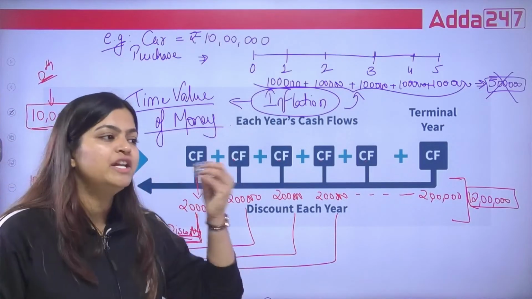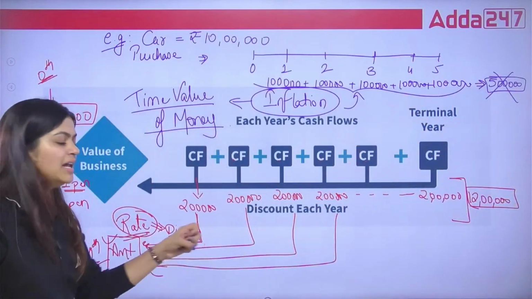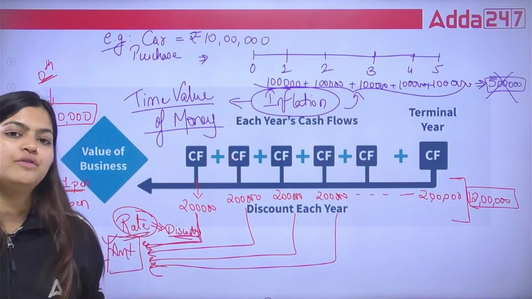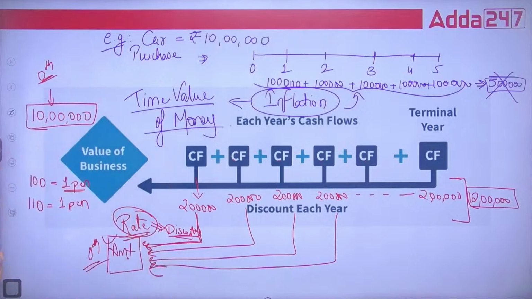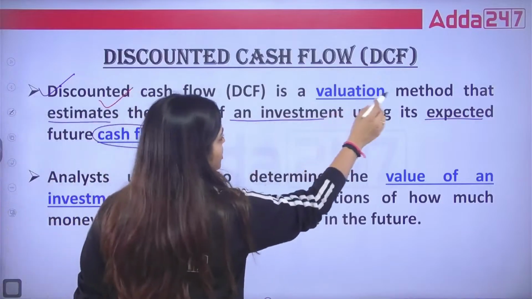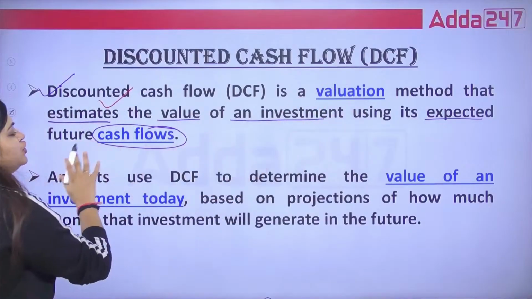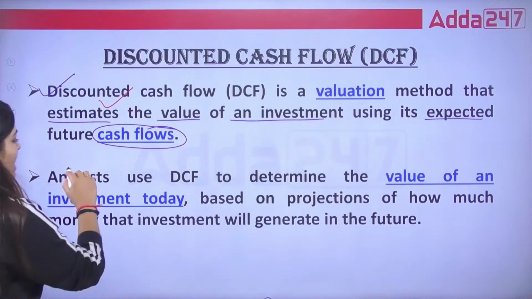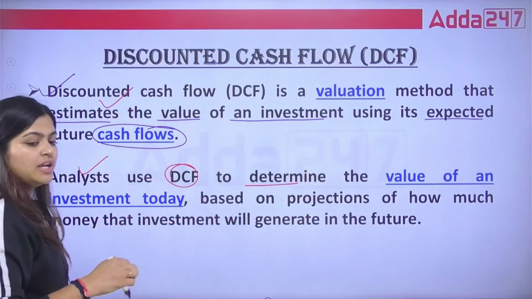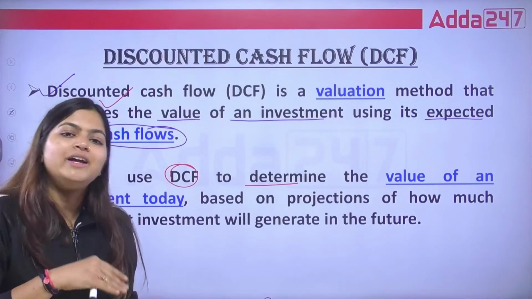Discounting says because of the inflation, whatever amount you are receiving in your future, you are going to calculate their today's value. What is their today's true value for valuation of the project? So this is your discounted cash flow. Discounted cash flow is a valuation method that estimates the value of an investment using its expected future cash flow. Now, analysts use DCF to determine the value of an investment today. Today we want to value, see, whether to purchase that vehicle or not, whether to buy gold or not.